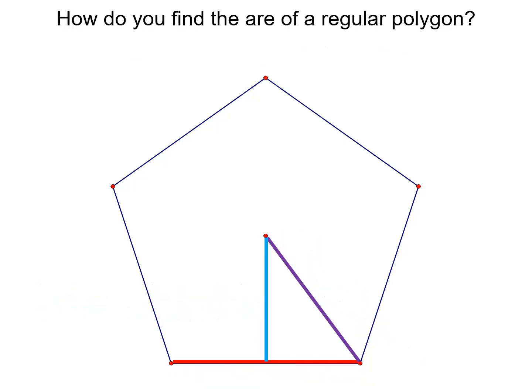Okay, so the goal for us today is to find the area of any given regular polygon. In this case, we're going to be looking at a pentagon, and then in example number 2, we're going to be looking at a hexagon. But first, let's start with a regular pentagon. So how do we find the area of a regular pentagon?